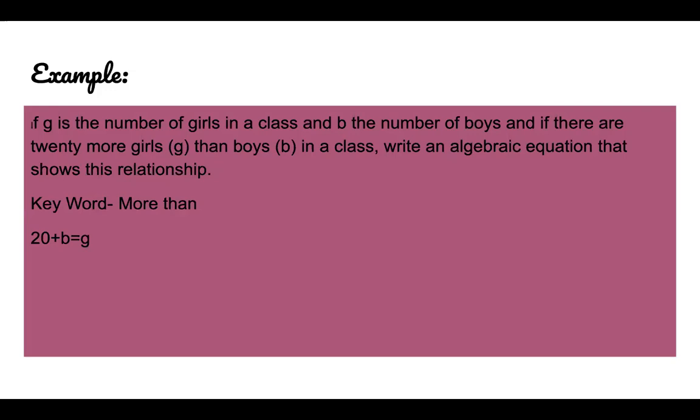If you want to find out girls, that's what we're trying to find out because there are 20 more girls than boys. So if there are 120 boys and you want to find out the girls, you're going to add 120 plus 20. And that's going to give you G, which is girls. So 20 plus B, as in boys, equals G.